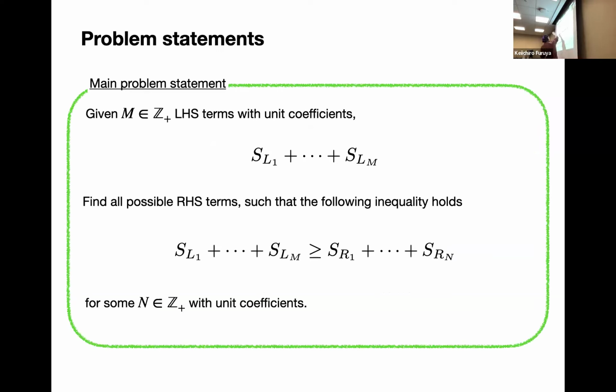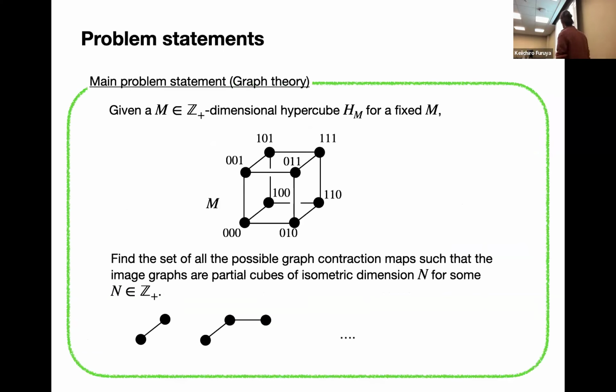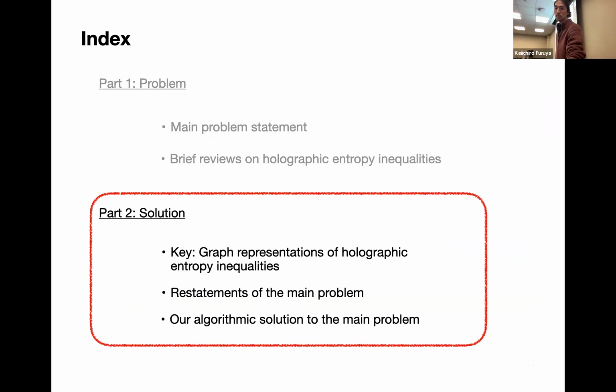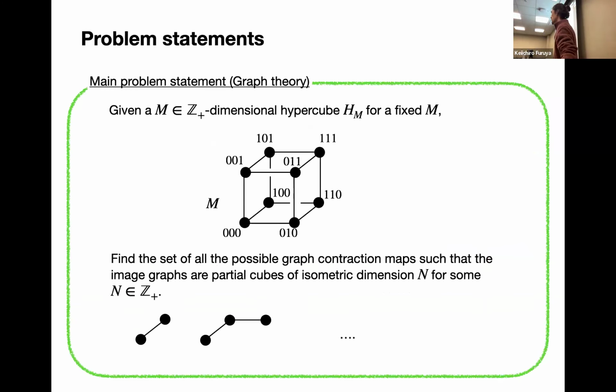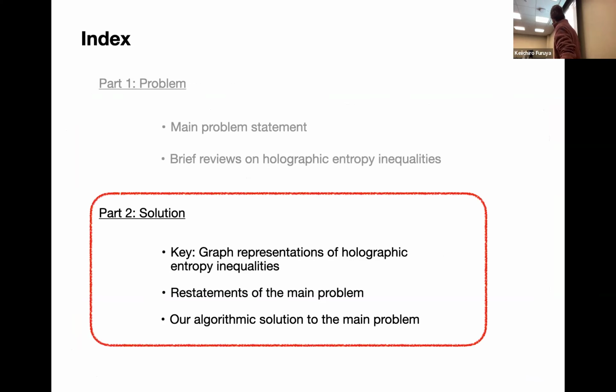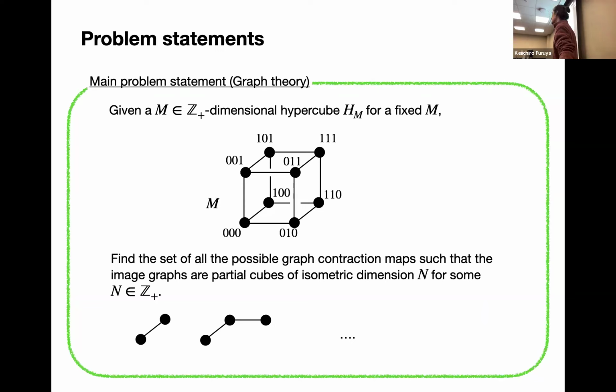Given n left hand side, let's find all the right hand side. This can be translated into: given a certain dimensional hypercube, find all the partial cubes coming from this. And that's the equivalence of the two problems. Once you have this, you just need to read off the inequality from this graph. So that's mostly all about my story.